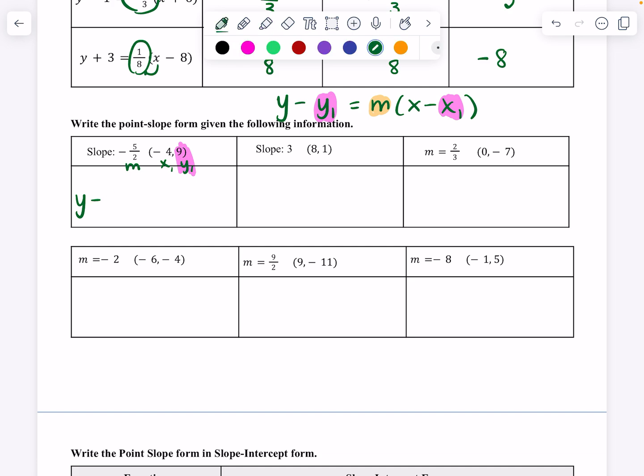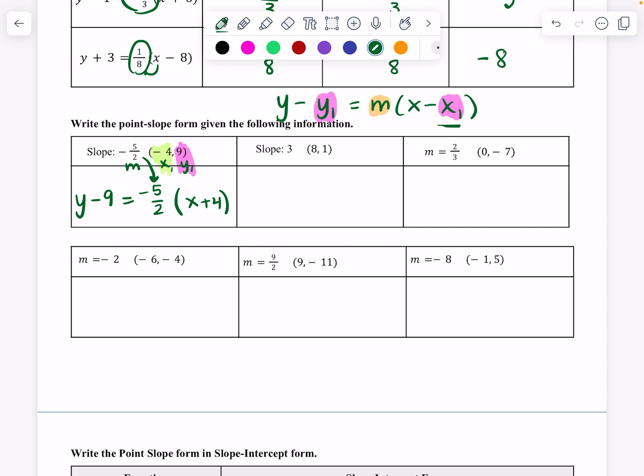So I'm going to write negative 9 equals, and then I'm plugging in my slope, negative 5 halves, and then in parentheses, x, and then I get to this x1. Again, if I look up here, I've got a negative 4, so because it's negative, I'm going to write positive 4. So that would be my point slope form. I've taken the slope and put it in front of the x's, and then I've plugged in my coordinate, and I've made sure to use the opposite sign when I plugged it in.